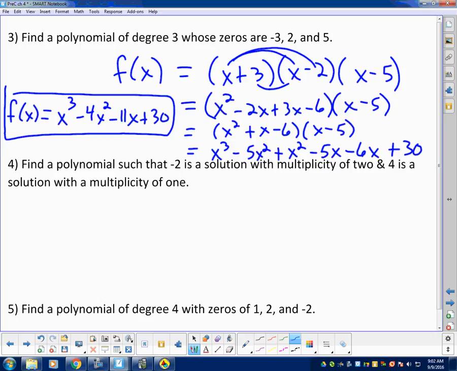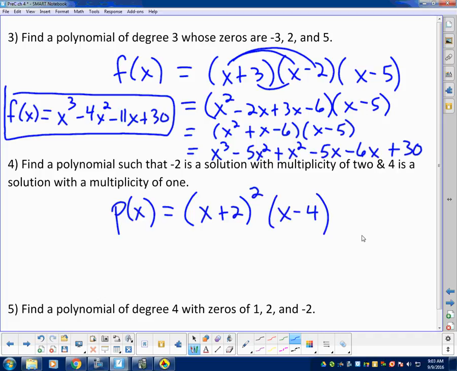So find a polynomial such that -2 is a solution with multiplicity of 2. What does that mean? Let's call this p of x. -2 is a solution with multiplicity of 2. So that means x plus 2 is a factor, and it's squared. So it's an even multiplicity, and they're telling us how many times it shows up. So x plus 2 squared. And 4 is a solution with a multiplicity of 1. That would mean x minus 4 is a factor. And so there's my polynomial.